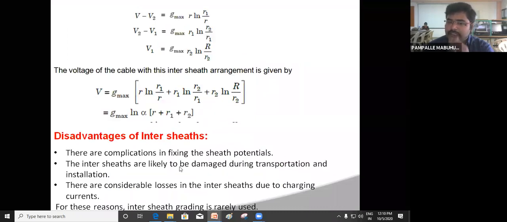The intersheaths are likely to be damaged during transportation and installation. Also there are considerable losses in the intersheath due to the charging current. When there is a considerable loss in the intersheath grading, the efficiency of the cable may decrease, or the operating life of the cable will also decrease. And also when you use the intersheath grading, more heat will be produced.